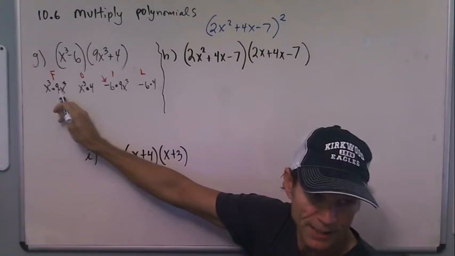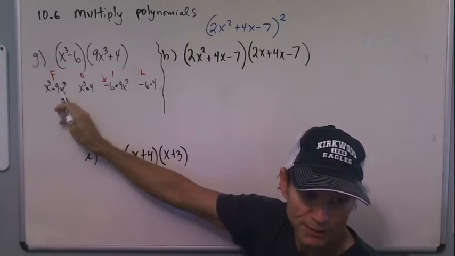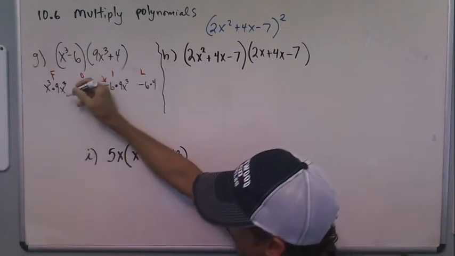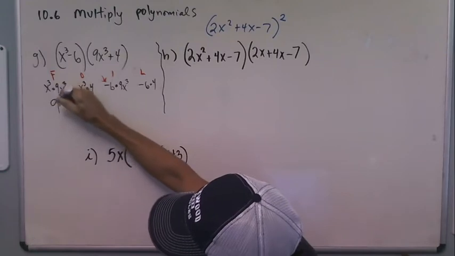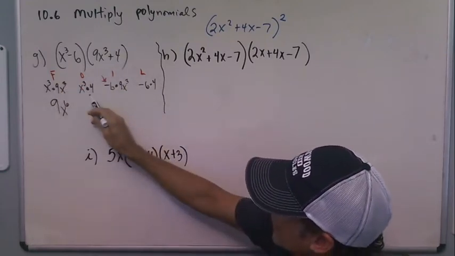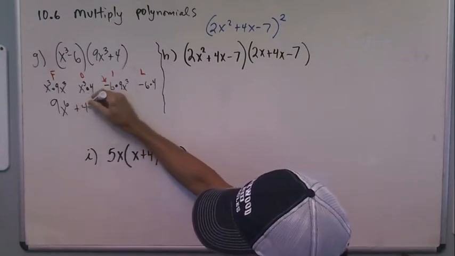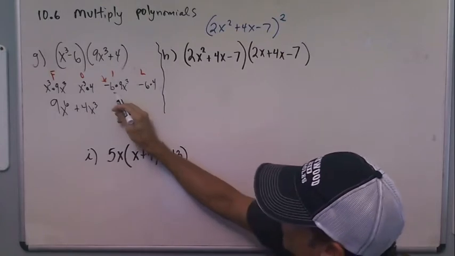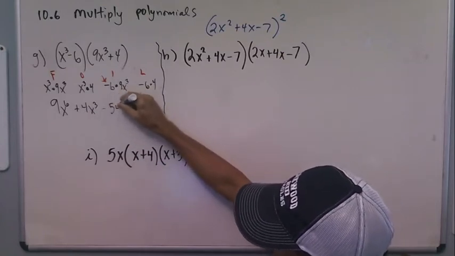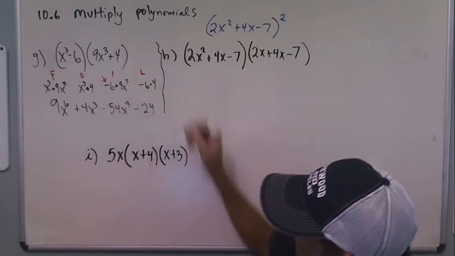we add the exponents here. We don't just carry the term or the variable. We want to add those. So we get 9x to the 6th. Here we get 4x cubed. And then we get minus 54x cubed. And then minus 24.